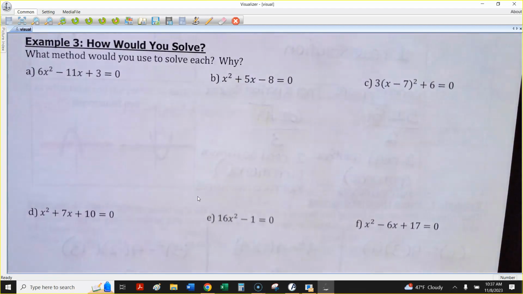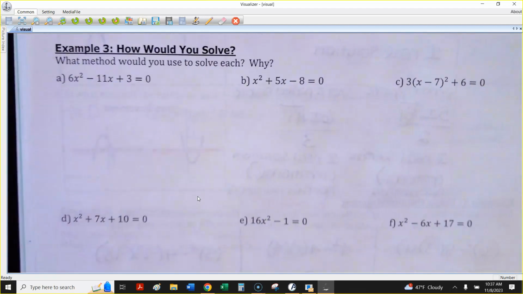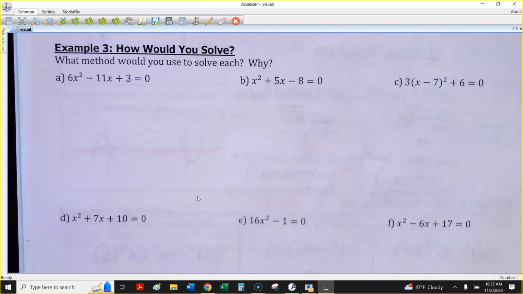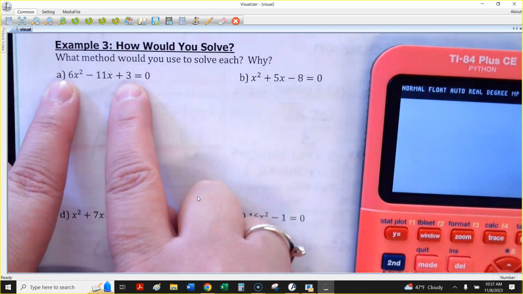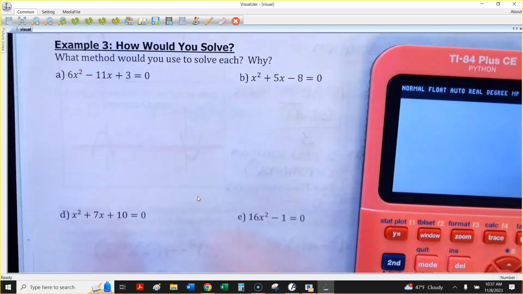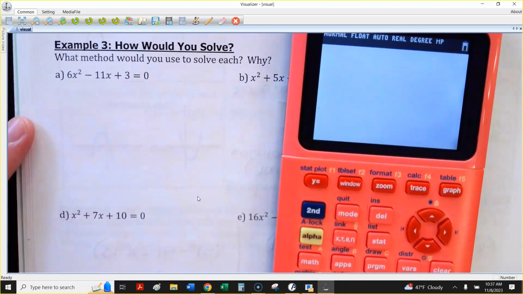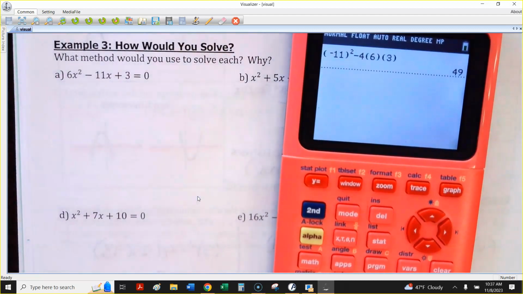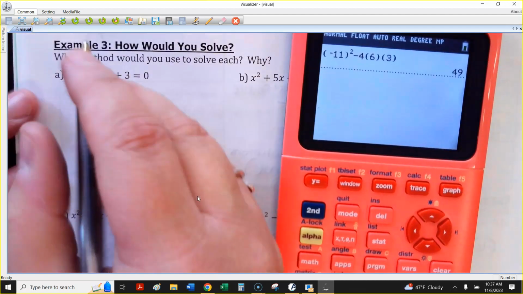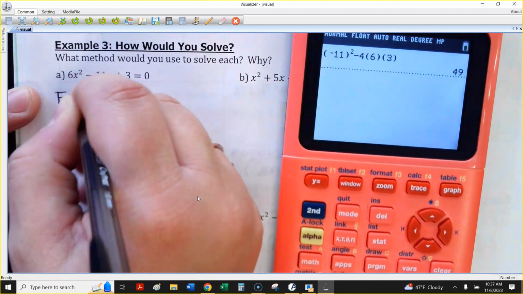If I just immediately saw this problem, I might take a second and ask, can I factor this? You could say, multiply to get 18, add to get negative 11. Or you could do the discriminant: negative 11 squared minus 4 times 6 times 3. If this is a perfect square, that means it's factorable. So I could factor this.